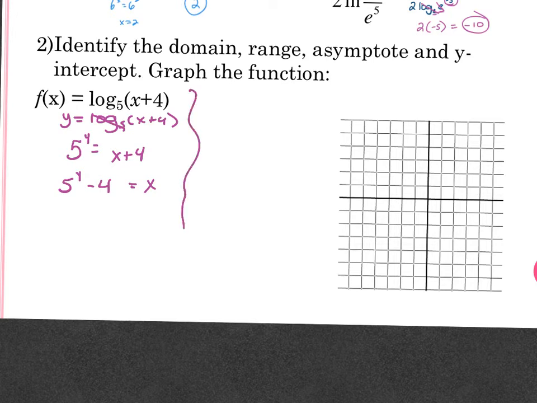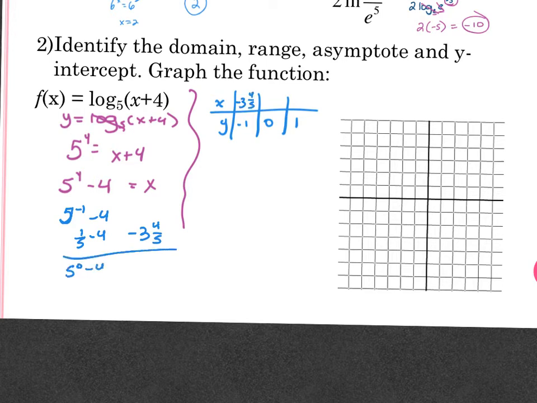All right, so if I use the t-chart, this time when I'm using logs, what am I plugging in for? The y. So this becomes negative 1, 0, 1, and then I'm going to plug them in. This is 1/5 minus 4, which is negative 3 4/5. This is 1 minus 4, which is negative 3. And this is 5 minus 4, which is 1. Okay, so now I can plot those points. Negative 3 4/5 and negative 1. Negative 3 and 0, and then 1 and 1.